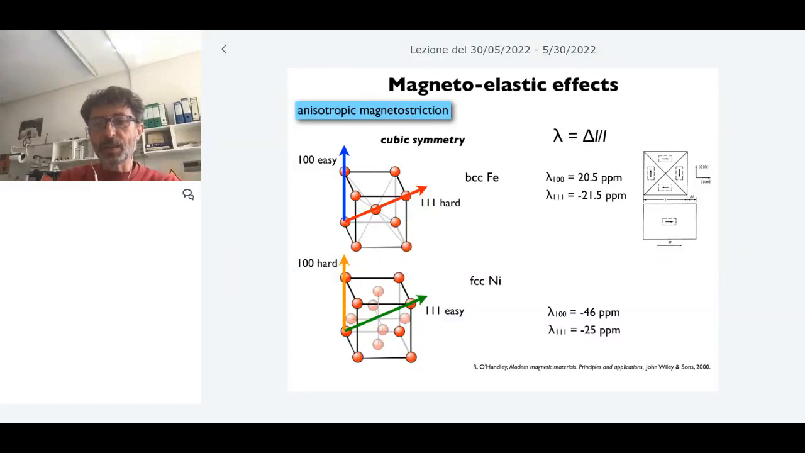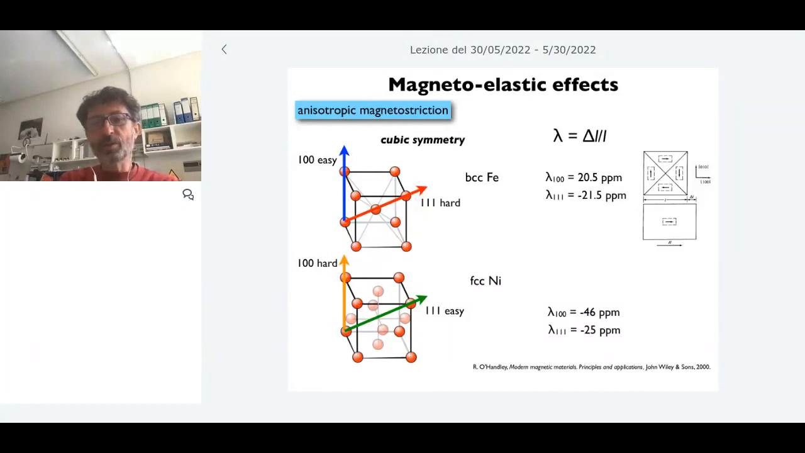Let's take nickel. Nickel is FCC. So the magnetization will try to stand spontaneously along the 111 direction, the diagonal of the cube. That is the easy axis for nickel. If you measure the deformation with respect to the cube of nickel, you will find that magnetostriction is negative along the 111, exactly like iron. But in the case of nickel, the axis of the cube, 100, is hard. And if you try to put a magnetization there, you also find the magnetostriction negative. So they are both negative for nickel.